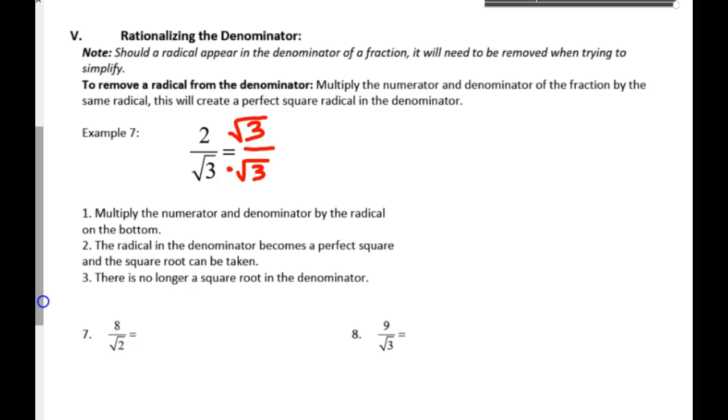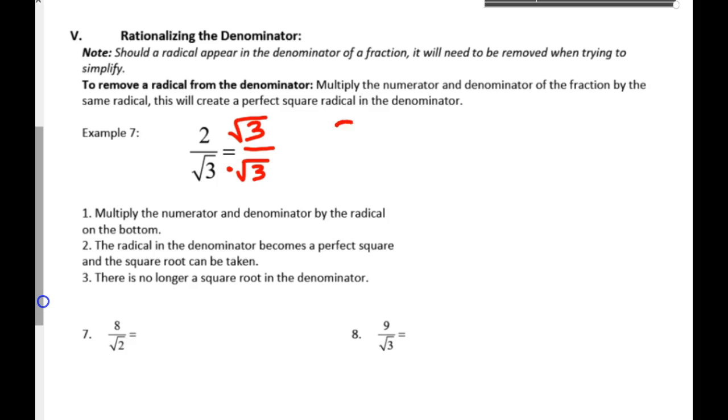What do you think the 2 times the square root of 3 is? Not 6. It's not square root of 6. You have a regular number and you have a square root. Those are not the same, right? So when they're not the same, you just stick them next to each other. So 2 times square root of 3 is 2 square root of 3.